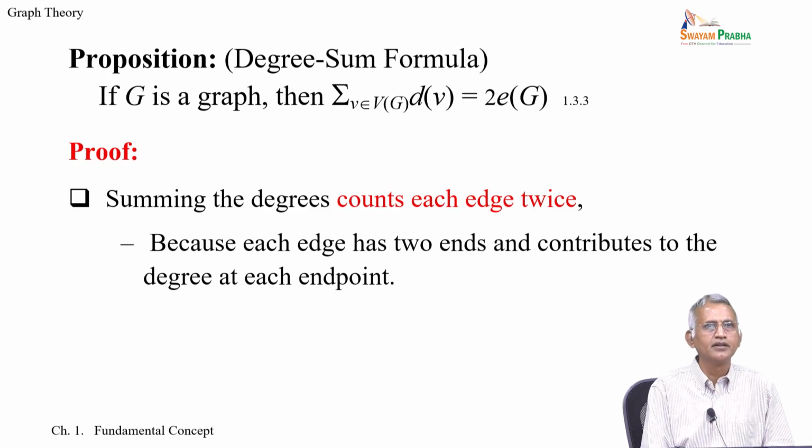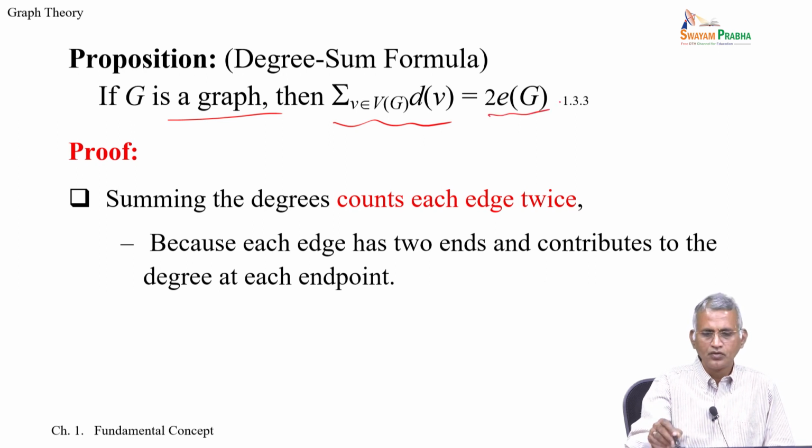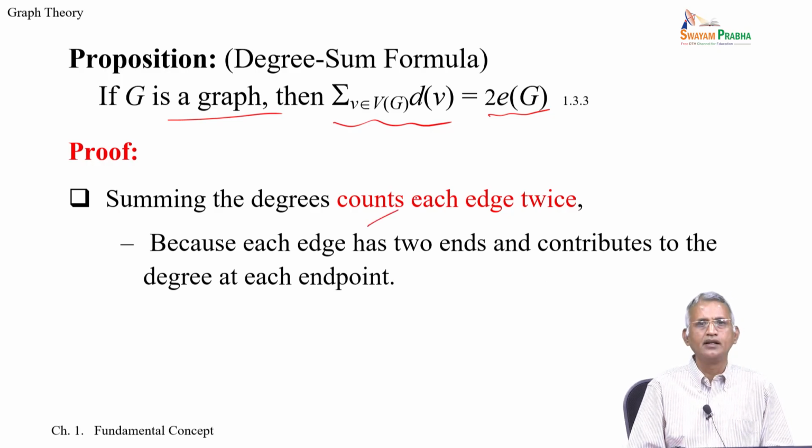Now a proposition. If G is a graph, then the sum of the degrees of all vertices is definitely twice the size of the edge set. Proof: summing the degrees counts each edge twice, because each edge has 2 ends and contributes to the degree at each endpoint.